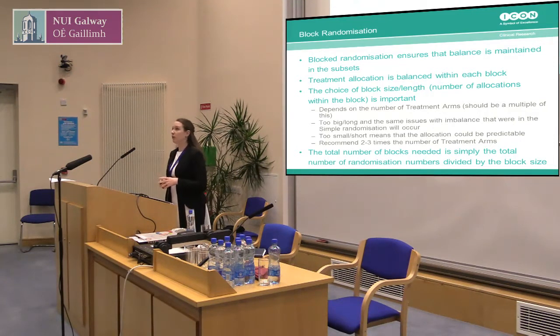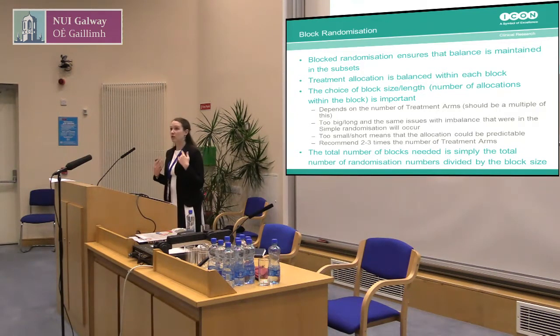Generally speaking, a good rule of thumb is 2 to 3 times the number of treatment arms is a good size for the block, but it has to be a practical size. If you're doing a dose-finding study with 6 treatment arms, we're talking about a block size of 18, again, is too large, will lead to imbalance and has its own problems.